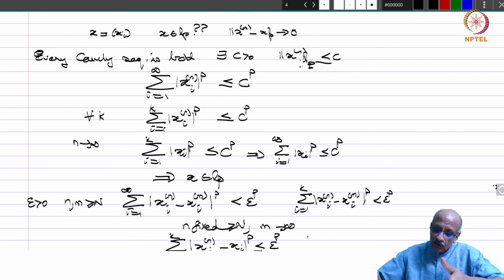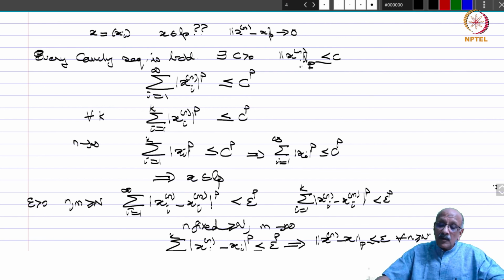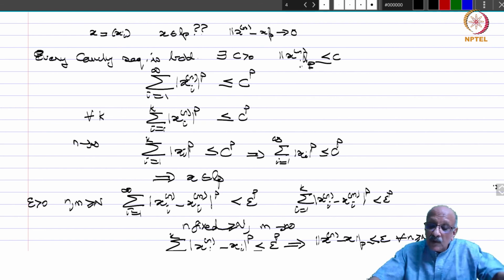And now this is true for every k, and so this means that norm of x_n minus x in p is less than or equal to epsilon for all n greater than or equal to N. And that means that x_n minus x goes to 0. Therefore, we have shown that the candidate is indeed suitable, and this completes the proof that it is a Banach space. So, okay, with this, we will stop the sequence spaces. Our next example would be function spaces, which we will now look at.